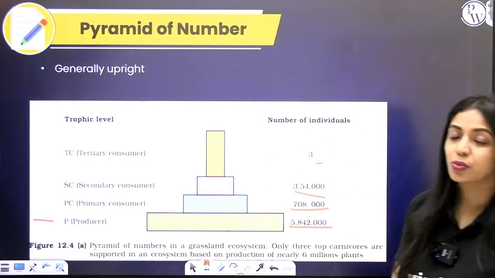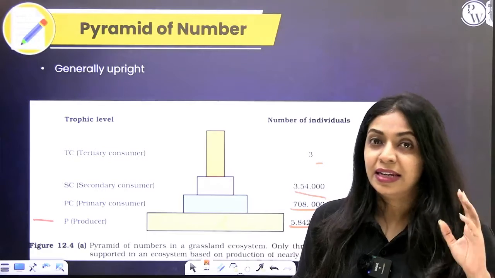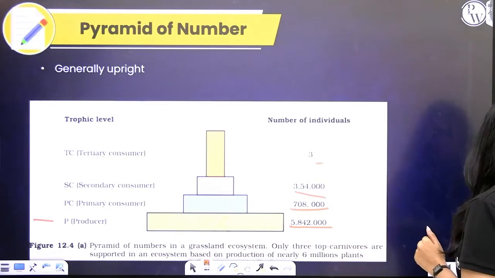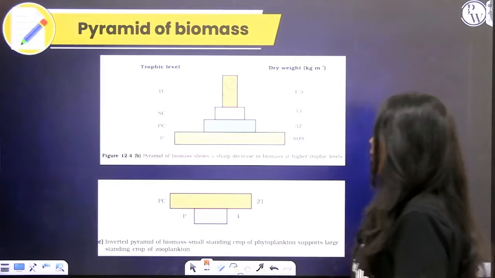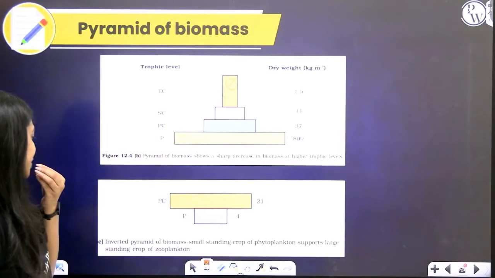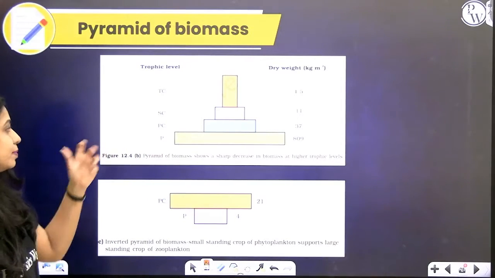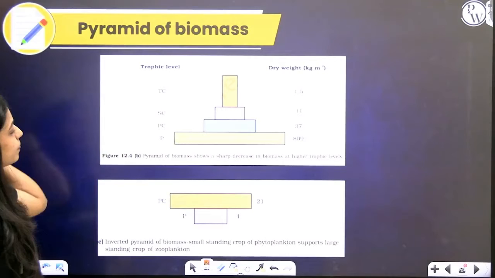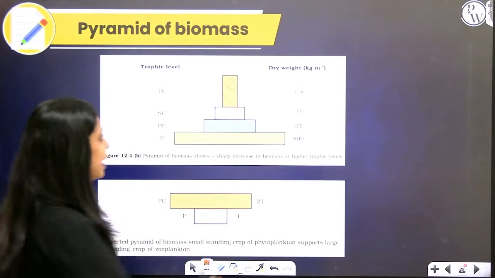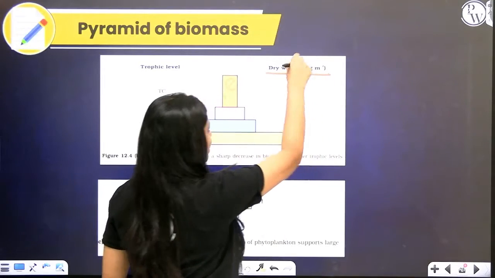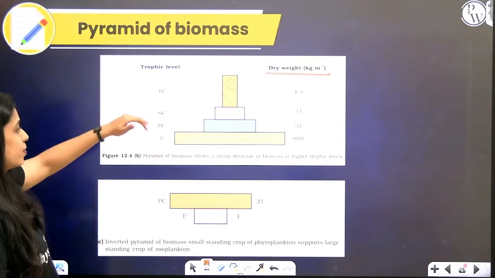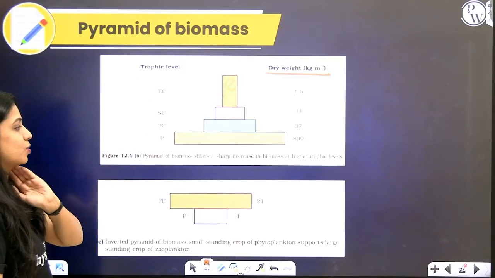But there are cases where the pyramid of number will not be upright also. Okay, so this is not always a given. Now let's consider the pyramid of biomass over here. Here you can see the pyramid of biomass in a terrestrial ecosystem. Here you can see the plant producer biomass is 809 kilograms of dry weight per meter square. So this is highest, followed by primary consumer, followed by secondary consumer, followed by tertiary consumer.